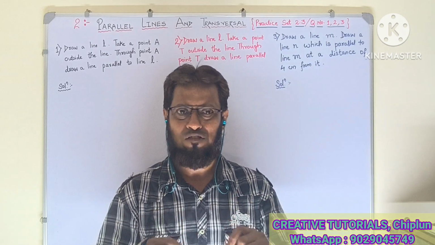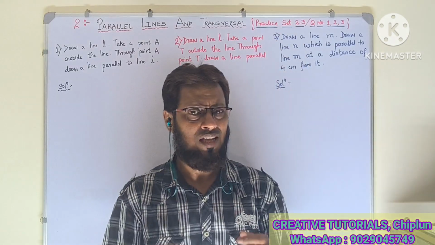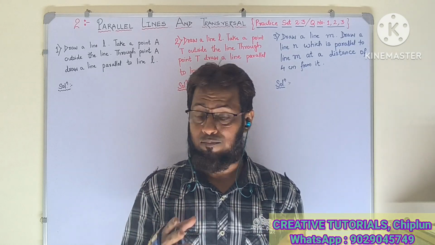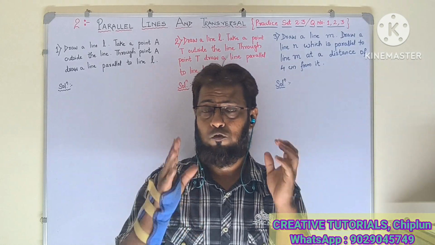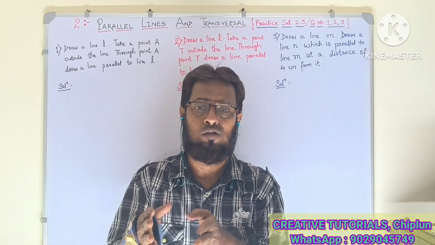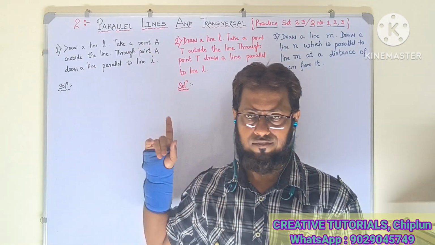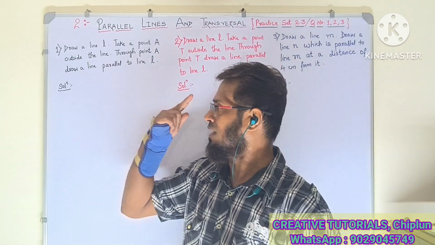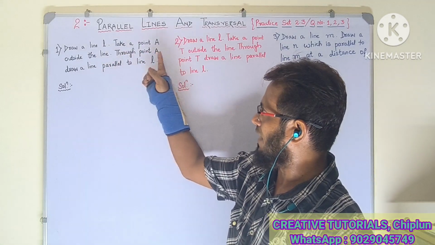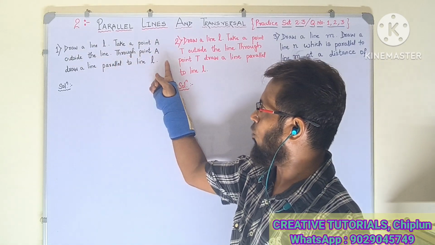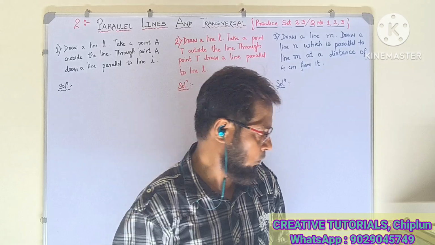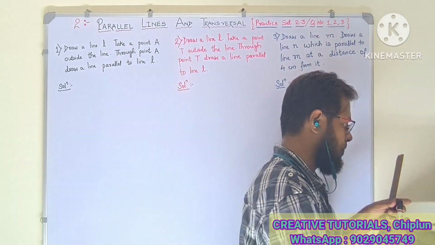Dear children, today we are on practice set 2.3 which gives you 3 questions, and I am trying to give you the solutions, the constructions of these 3 questions in one video itself. Okay, so the question number 1 which comes across is: draw a line L, take a point A outside the line. Through point A, draw a line parallel to the line L. Okay, come on, let's start with our construction part.